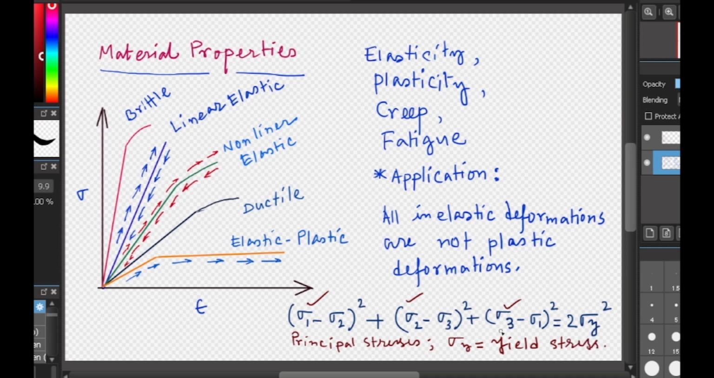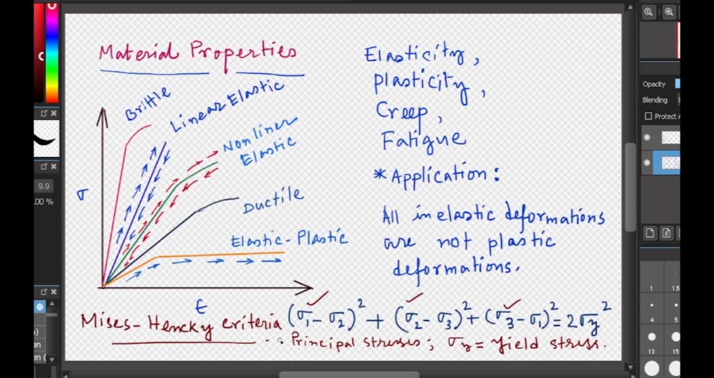Okay. So is there any name for this particular equation? Yes. It is called the Von Mises equation, M-I-S-E-S, Von Mises equation or Von Mises criteria. Okay. So this is the Von Mises criteria.